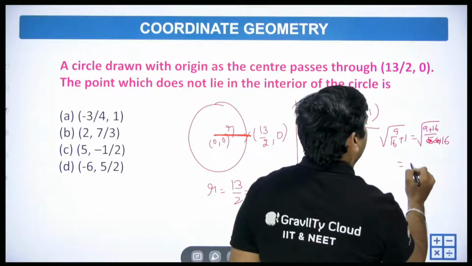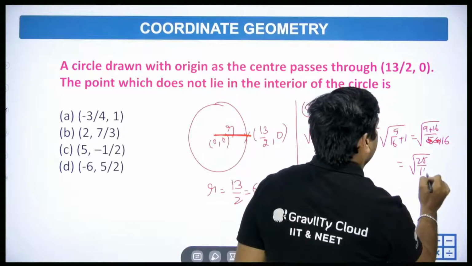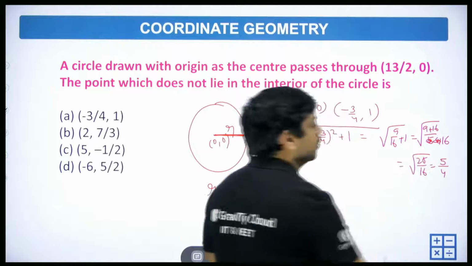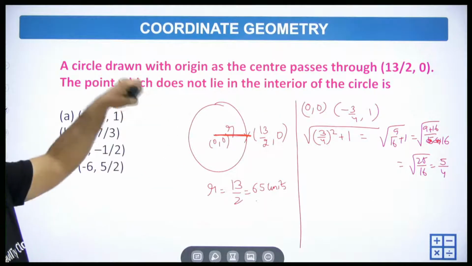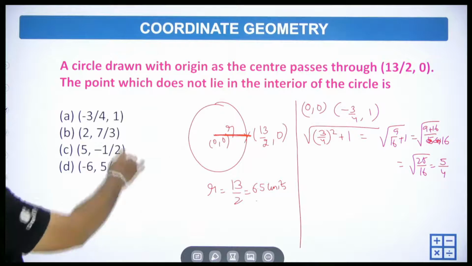So 9 by 16 is root 25. Root 25 by 16, that is 5 by 4. 5 by 4, that is the distance, and definitely it is way inside. Okay, it is inside the triangle. So this is not the correct one.